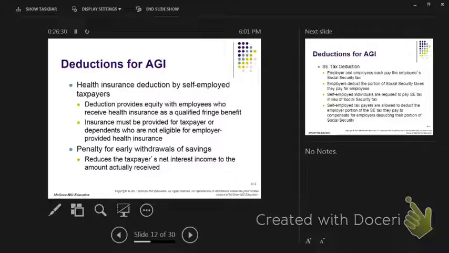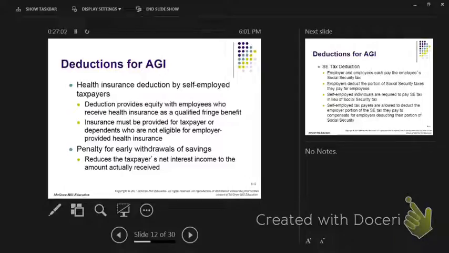29. So you can also deduct health insurance provided for the taxpayers and dependents who are not eligible for other employer-provided health insurance. So if you're self-employed and you're providing that. Penalty for early savings. This is not the 401k. That is probably one of the biggest mistakes, when you put on line 30 and you have a 401k and you take an early distribution, you pay that 10% penalty. That is not this. All right?